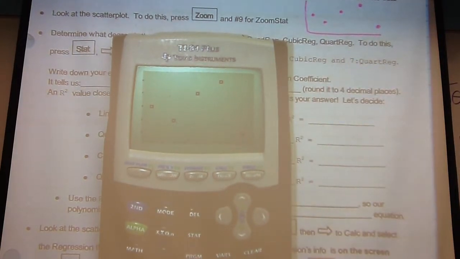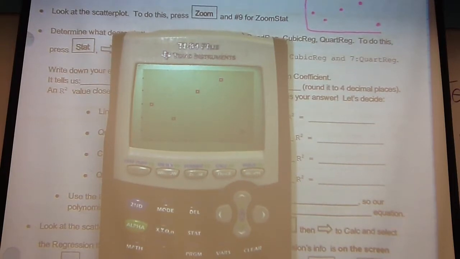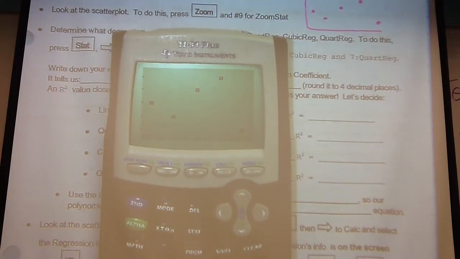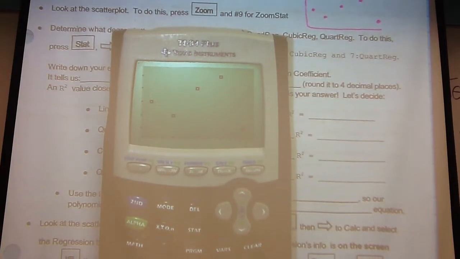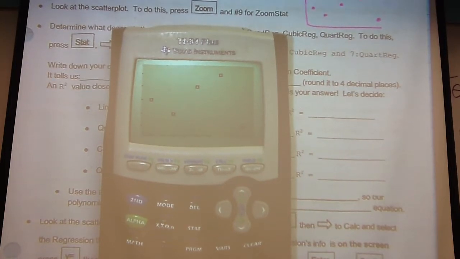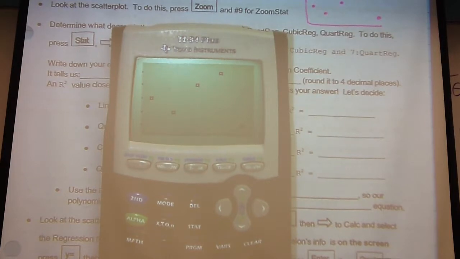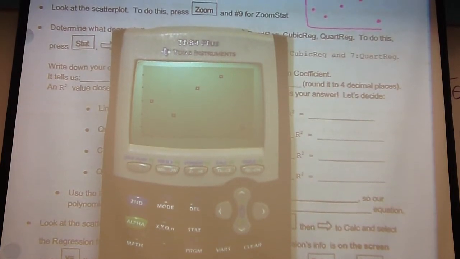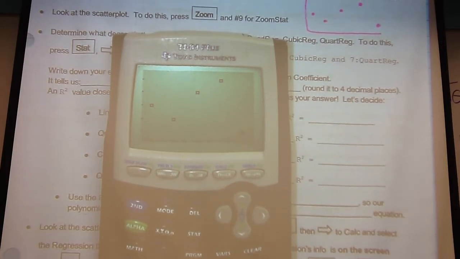So looking at this, remember linear is a line. Does this data look like it's in a line? No. Remember quadratic is a parabola, so a U. Does this data look like it's in a U? No. Cubic is a squiggle. Does this data look like it's in a squiggle? And then quartic, we haven't talked about, but it's kind of a W. So we'll look and see which one is the best one.